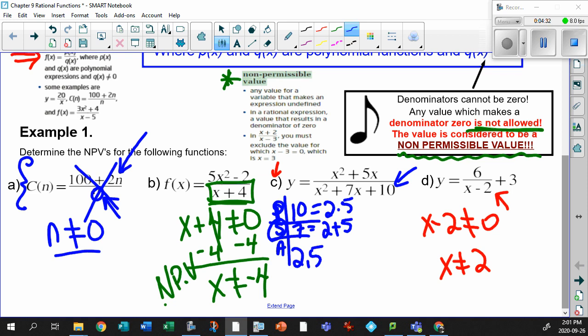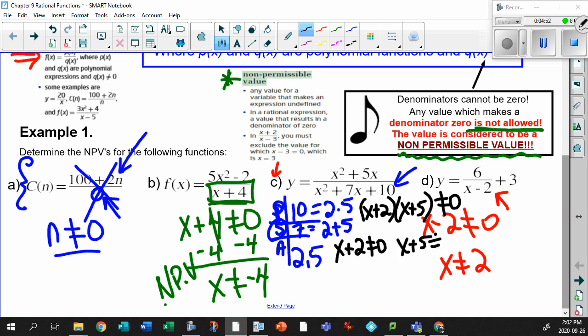So what do you do with this mess? Real easy. You factor it. This is x plus 2, x plus 5, and since that's the denominator, it doesn't equal 0. So you look at them individually and say x plus 2 does not equal 0, x plus 5 does not equal 0.